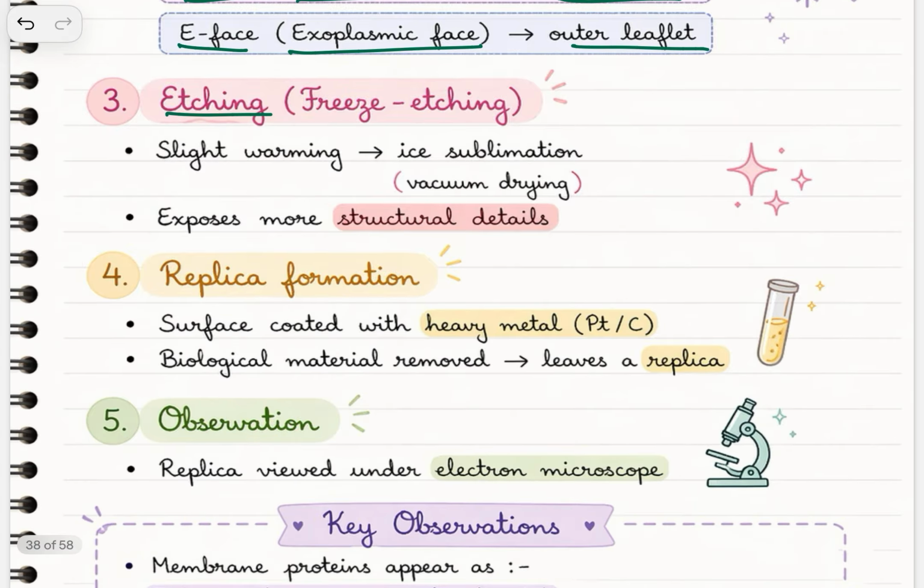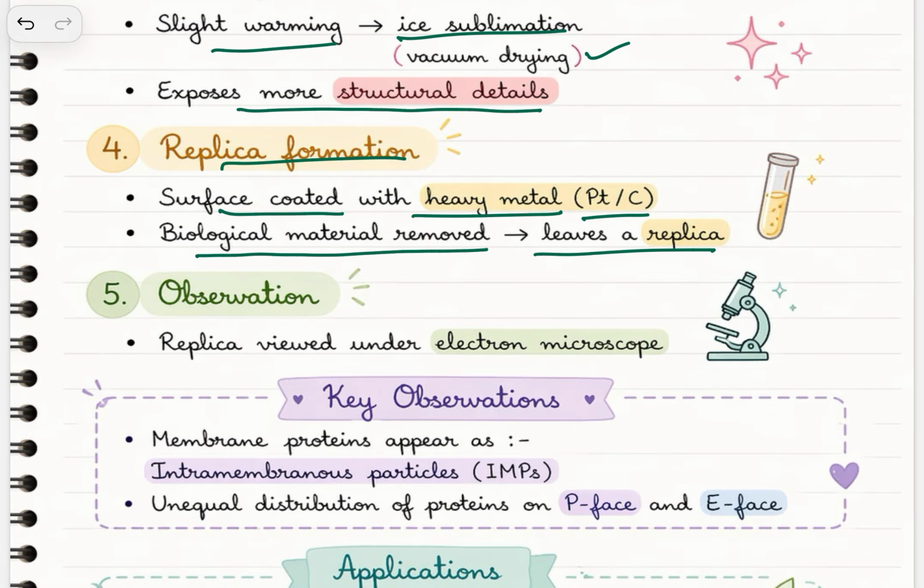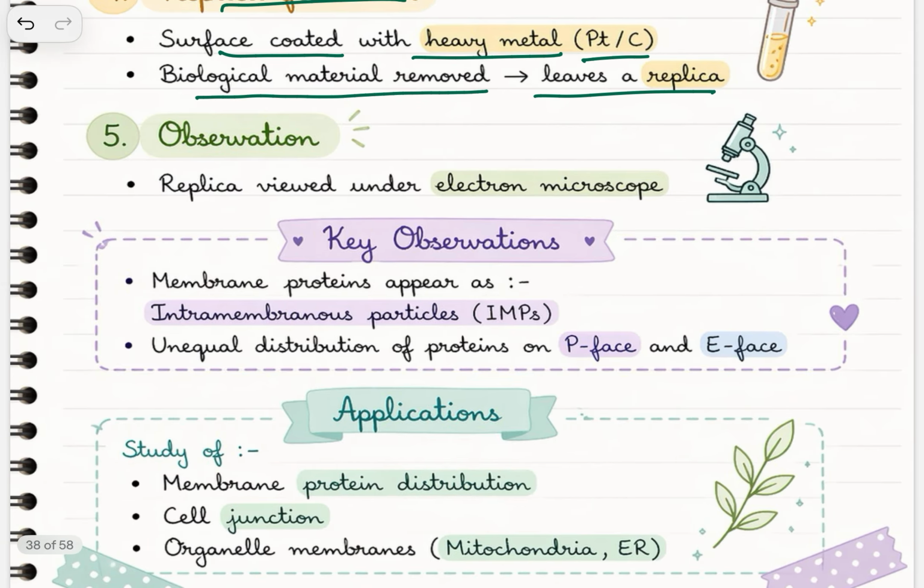Next step, etching. Slight warming, we can say ice sublimation, or we can use vacuum drying. This exposes more of the structural details. Now the next step is replica formation. The surface is coated with heavy metals like platinum or carbon. The biological material is removed and it leaves a replica. Observation: the replica is viewed under an electron microscope.